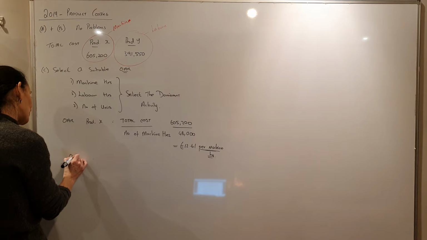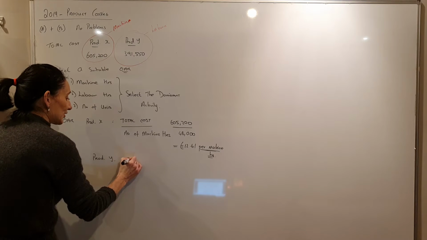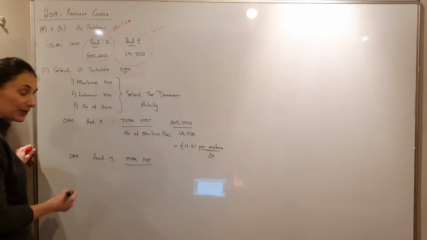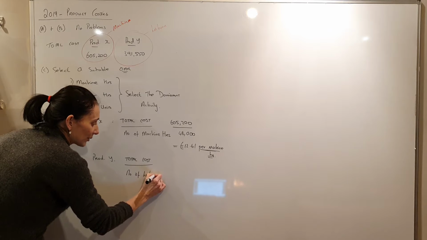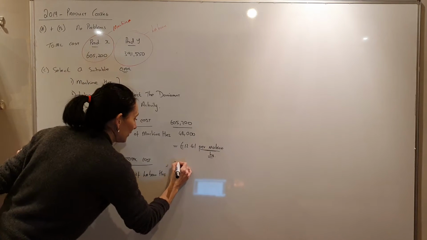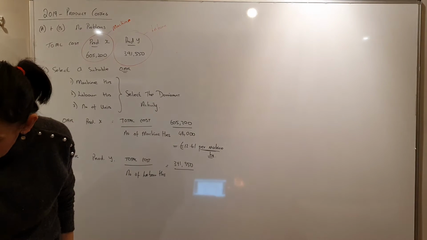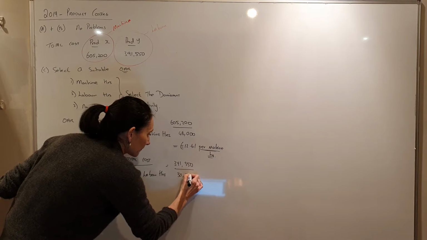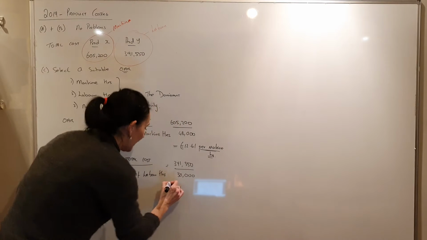And the overhead absorption rate that I would use for production department Y, so it's the total cost. Now you don't have to write the formula if you know it, you can just fill it in straight away, but if you're not sure of it, put it in for a while. And we decided here to use your labour hours. Our total cost here is 391,550, and again you're going to use your labour hours for the whole year in production department Y, which was 30,000. So my answer here is 1305 per labour hour.